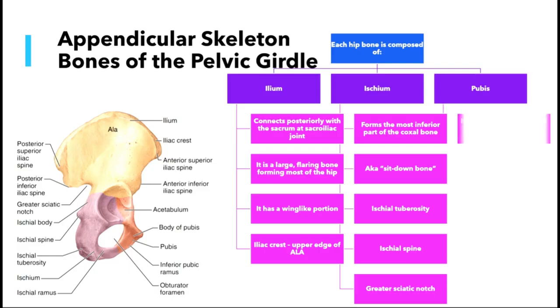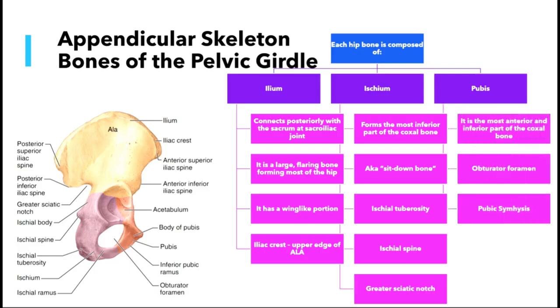You also have the obturator foramen. What is this obturator foramen? It is an opening that allows blood vessels and nerves to pass into the anterior part of the thigh. So posteriorly, greater sciatic notch. Anteriorly, obturator foramen. You also have the pubic symphysis.